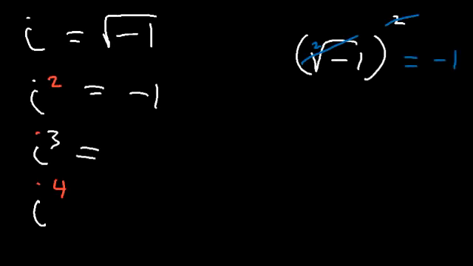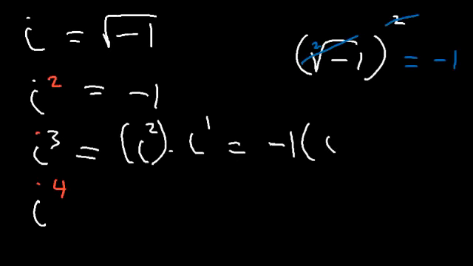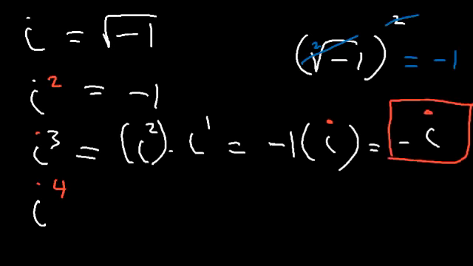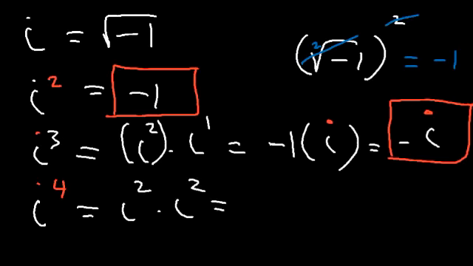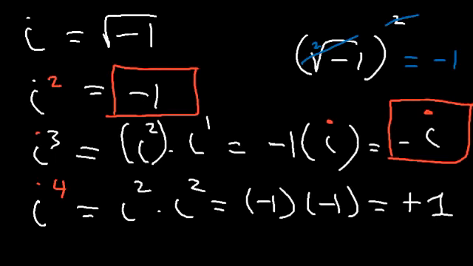i to the third is basically i squared times i, because 2 plus 1 is 3. i squared is negative 1, so this is negative 1 times i, or basically negative i. So i to the third is equal to negative i, and i squared is negative 1. The last one is i to the fourth, which is i squared times i squared, and that's negative 1 times negative 1, which is positive 1. Make sure you know these four values.